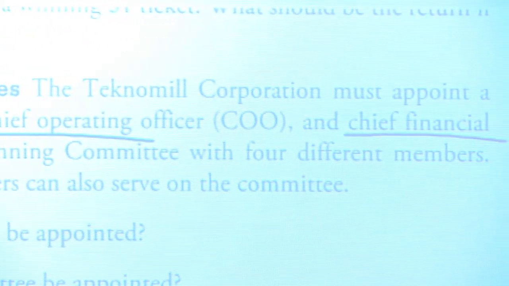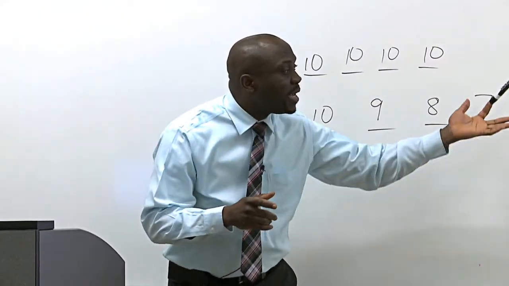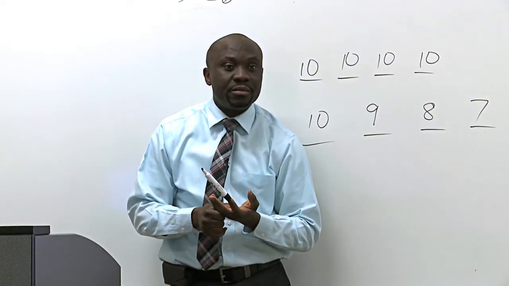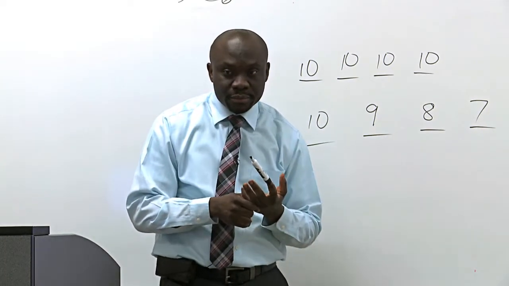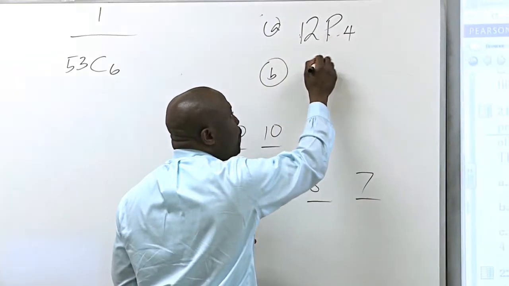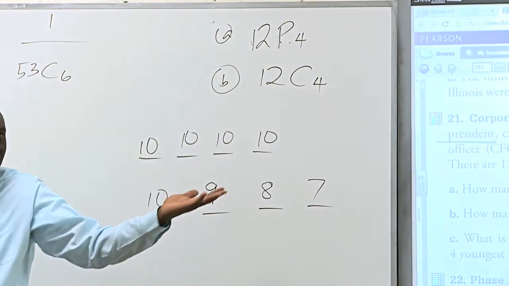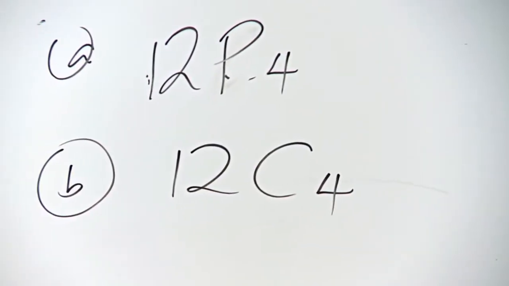Are we okay with the first part? Okay. Second part: in how many ways can we form the committee? So this one would be C. Why would that be C? This can be any. Could be any 4 because who cares who is part of the committee? It's just a committee. Make sure that we have 4 of them.